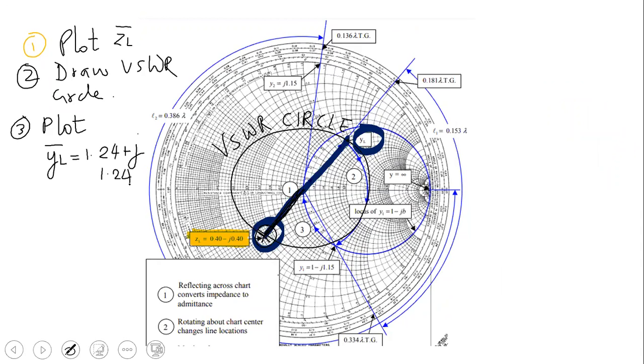So the first point is to plot ZL bar, the second point is to draw the VSWR circle, and the third point is to plot YL bar. I want all of you to tell me whether you are getting that particular point, which is nothing but 1.24 plus j 1.24, exactly the point opposite to your ZL bar.